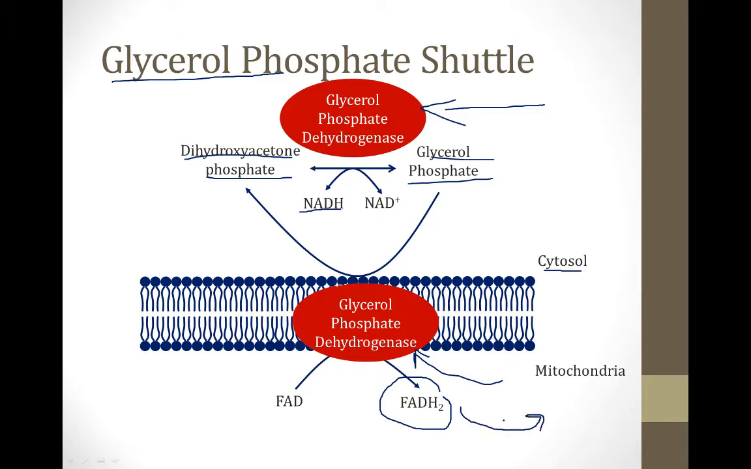The difference here between this and the malate shuttle is that the NADH has been converted into a molecule of FADH2 inside the mitochondria, and FADH2 cannot generate as many ATPs as NADH can, and thus we've given up some of the energy potential of glucose by using this particular shuttle instead of the malate shuttle.